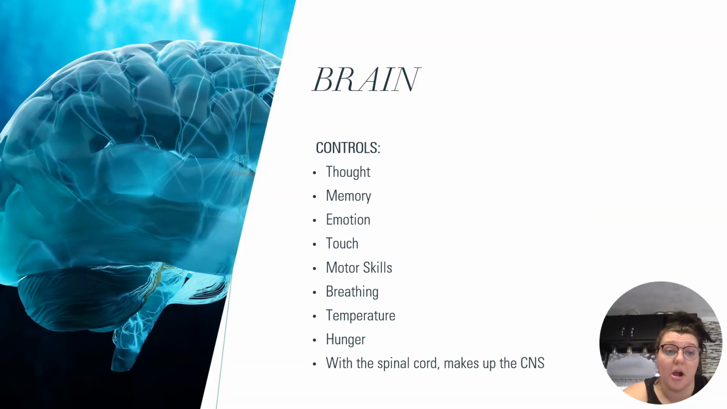So first we'll talk about our brain. Now the brain controls thoughts, memories, emotions. It controls our touch and motor skills. It controls how we breathe, the temperature of our body. Tells us when we're hungry, even though sometimes we know that's boredom speaking. And the brain actually makes up the central nervous system, which I have here as the CNS abbreviated.